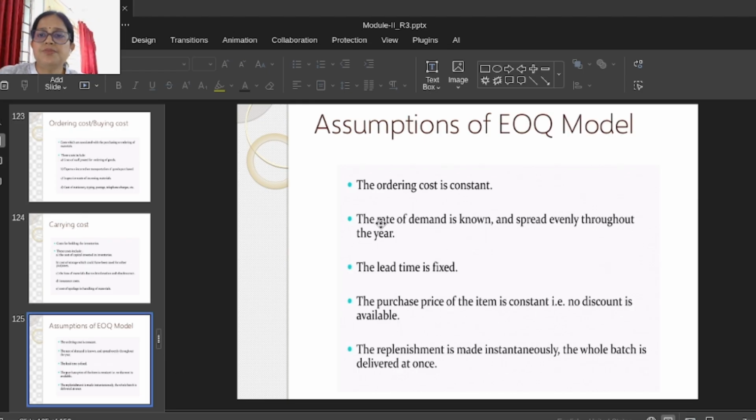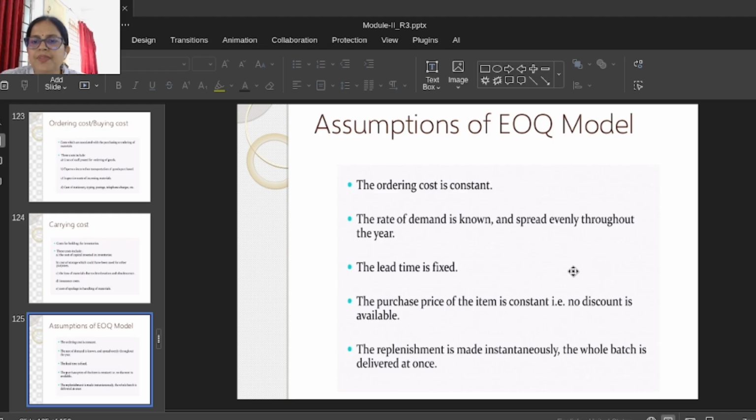What are the assumptions we need to take in the EOQ model? The ordering cost is constant, the rate of demand is known and spread evenly throughout the year. I already discussed that the rate of demand is constant; in a constant rate, we do the consumption. The lead time is fixed. Lead time means the time between putting the order and receiving the order. The purchase price of items is constant. No discount is available here. The replenishment is made instantaneously.